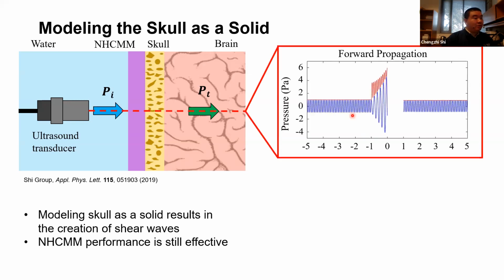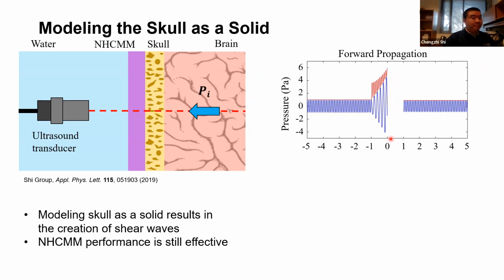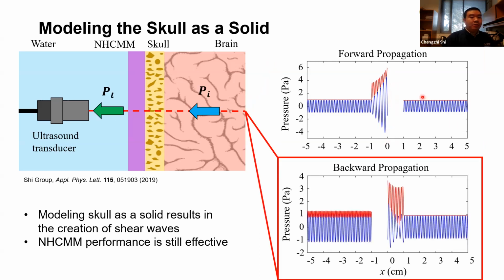So let's look at the same transmission line. You can see here, for the forward propagation, we still get the total transmission through this bilayer. And here I cannot plot the pressure inside the skull because it's a solid model. In the solid model, for the finite element, what is retained is just the displacement field and not the pressure field. That's why I cannot plot the pressure field here. And how about the backward scattering? Let's study that. You still get some total transmission.